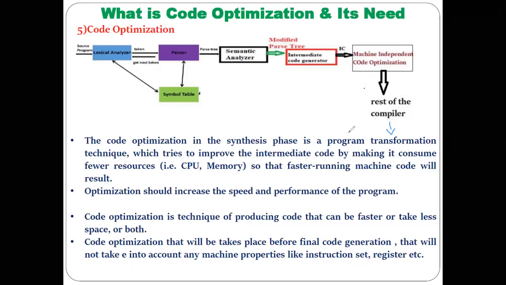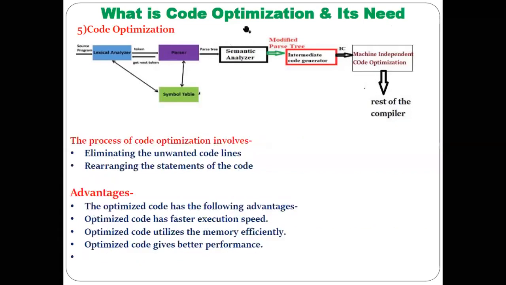Now let's see some of the advantages of doing the code optimization. There are three main advantages. But first, how can we do the code optimization? With the help of which different ways can you do it? There are two main activities using which we can do the code optimization. One activity is eliminating the unwanted code lines.